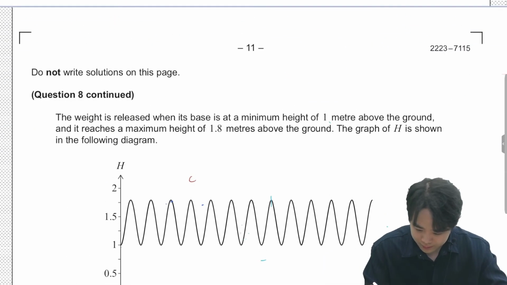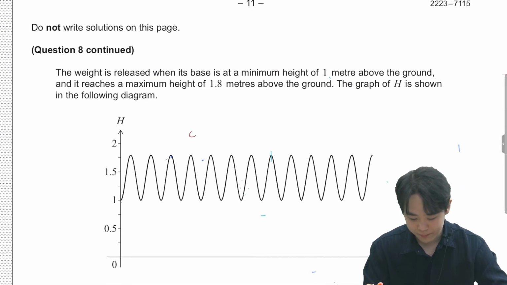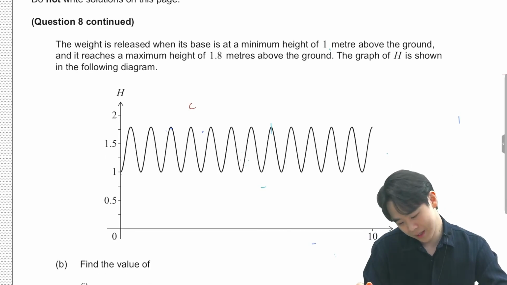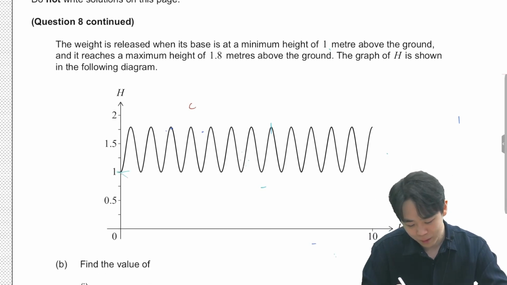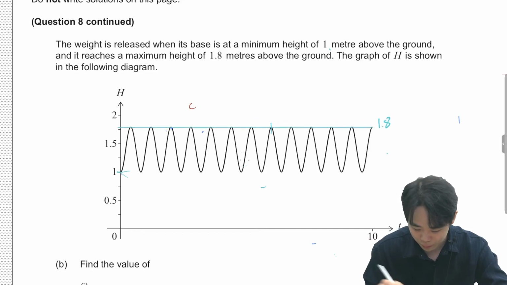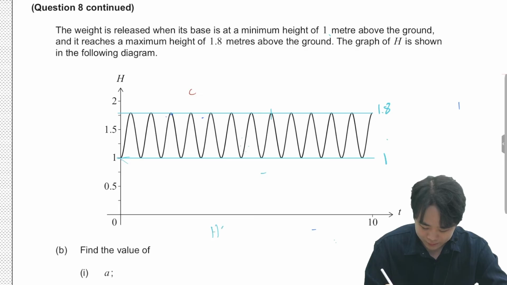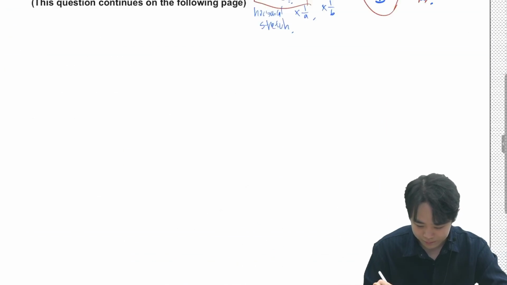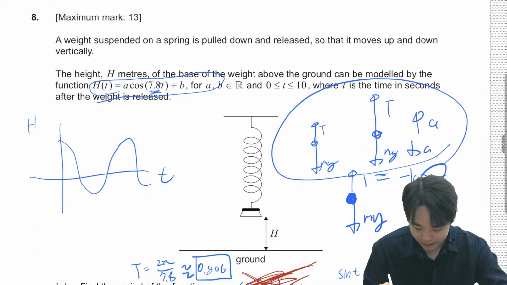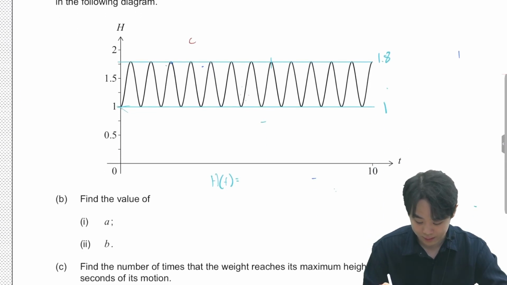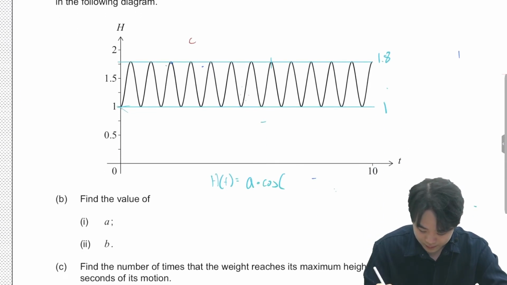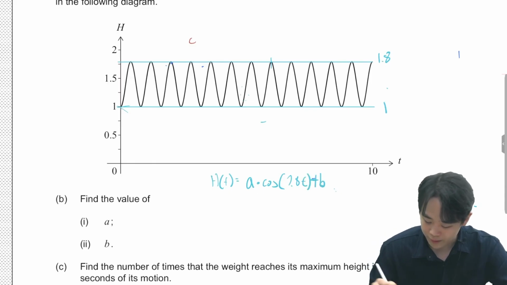All right, now let's move on to the next set of questions from B. So the height of the weight is at a minimum of 1 and at a maximum of 1.8, it seems. Okay, so it's going from 1.8 to 1. And this is a graph of h. And since our h of t has some unknown values, it's a times cosine 7.8t plus b. We want to fill in these.